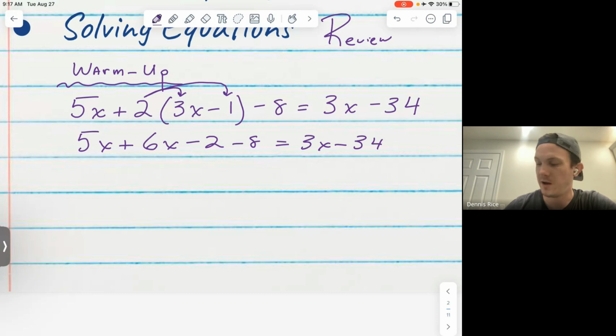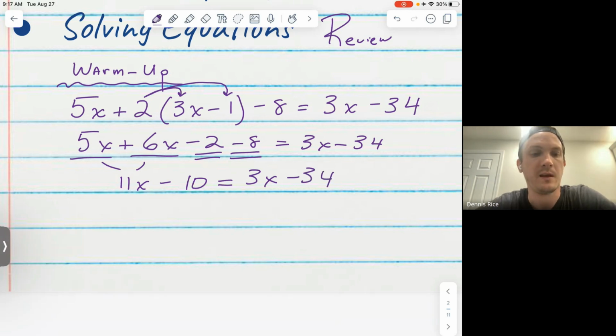Now I'm going to combine like terms on the left. I have 5x and 6x. That's going to give me 11x. And I have -2 and -8. It's going to give me -10. So now I've reached the stage where there's nothing else I can do in terms of cleaning up, condensing, combining like terms, or distributing. Now I have to make the decision: where do I want to move the variables? Where do I want to move the constants? To be honest, it does not matter as long as you separate it and do it correctly.